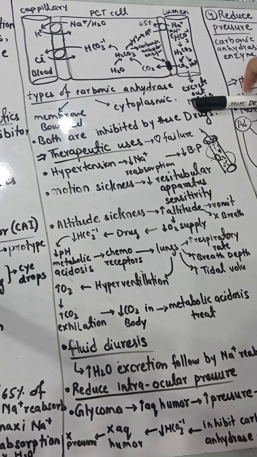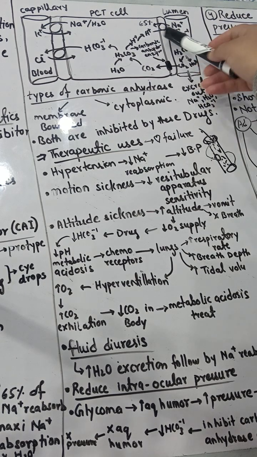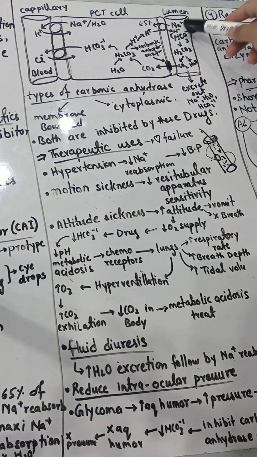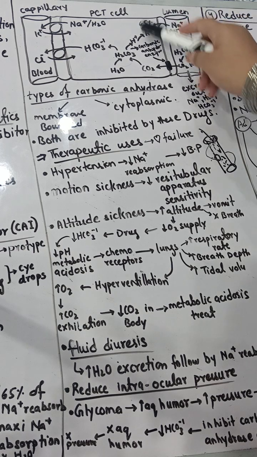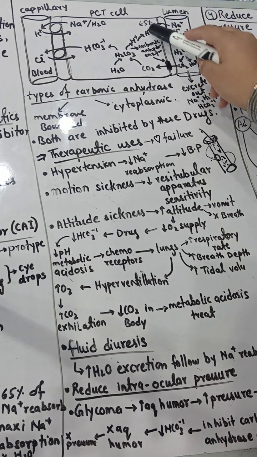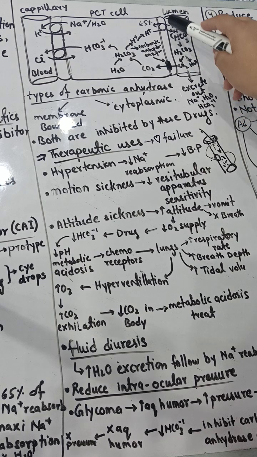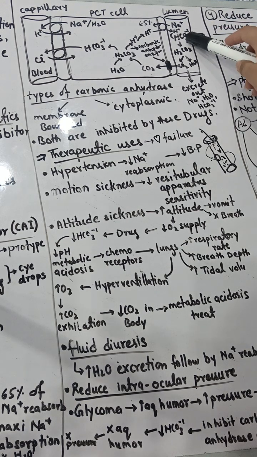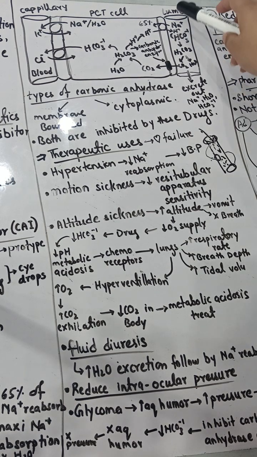This sodium will be reabsorbed by a pump which is present here. This pump is called the sodium proton pump. Due to the exchange of sodium here, a hydrogen, a proton, moves into the lumen. So this hydrogen will be excreted out. But not only is this hydrogen excreted out, actually this hydrogen will make a bond with the bicarbonate present in the lumen.